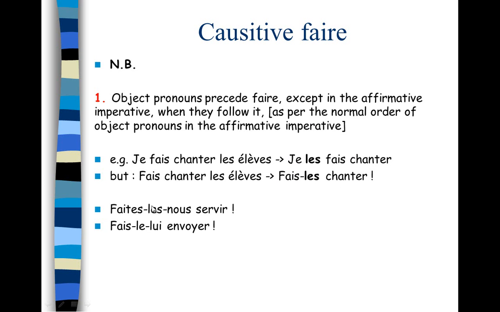Here's another couple of examples here. Faites-les nous servir. Have them serve us. Make them serve us. And it's interesting too. Make them serve us sounds quite forceful in English. In Australian English, we use it a lot. You'll often hear more in British English, have them serve us, as a more polite form, but it's the same thing. It's covered by causative faire. Faire will do all of that in French. Fais-le lui envoyer, have him send it to him, have it sent to him. Voilà, there we go.